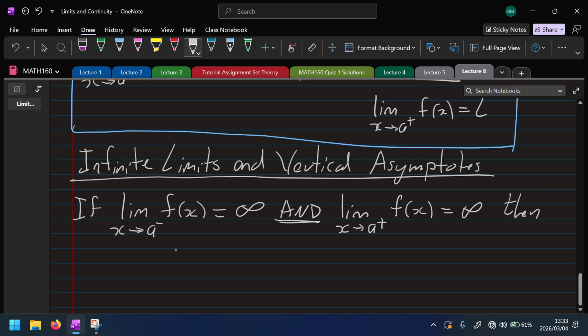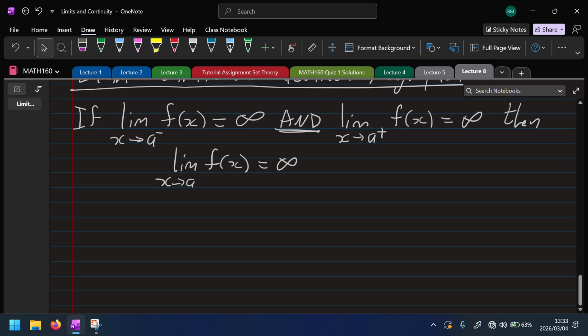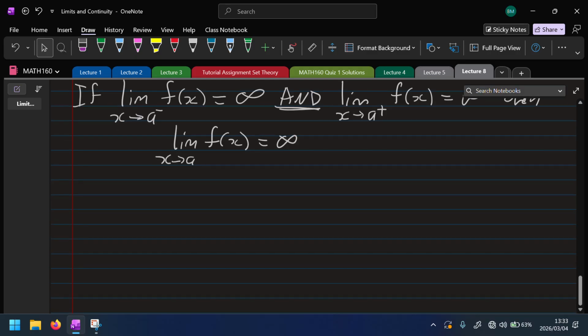Then the limit as x approaches a, so no plus or minus, just a, of f of x is infinity. So what do we mean by the left limit and the right limit being infinite? We can see from a little diagram what we mean, and then I'll explain it technically.